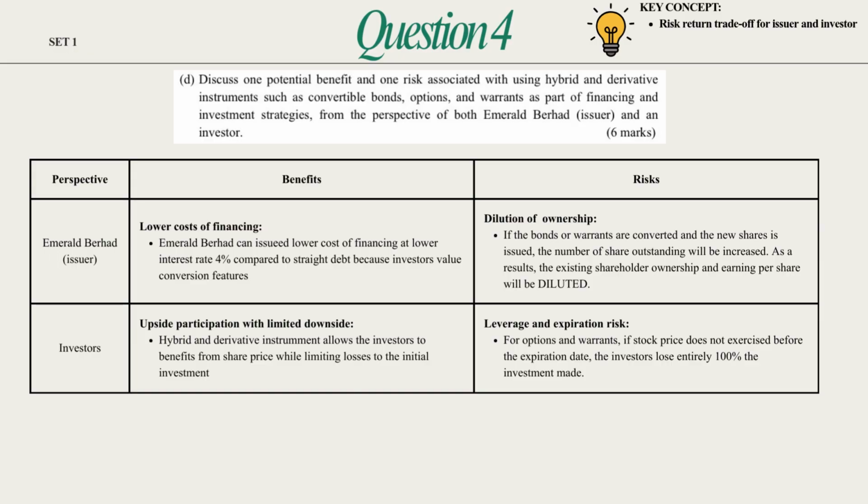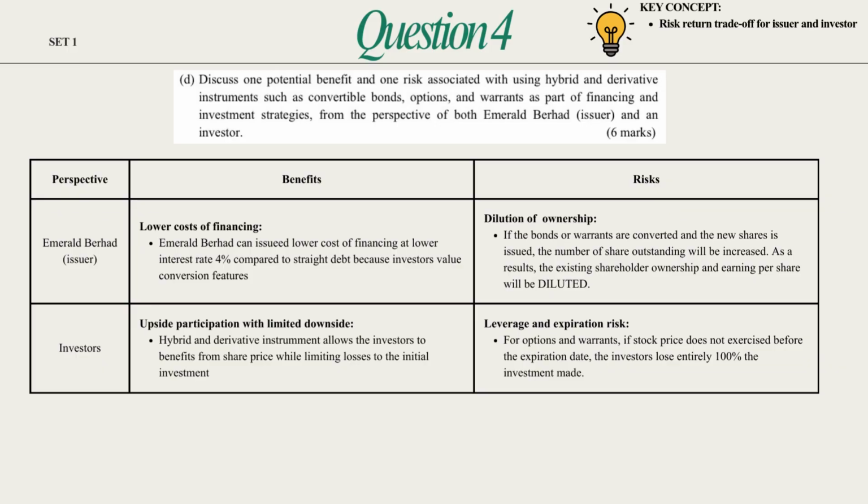As an issuer, the benefit that Emerald Berhad will get is lower cost of financing. Emerald Berhad can raise financing at a lower interest rate, which is 4% compared to straight debt, because investors value the conversion feature. The risk that they will face is dilution of ownership. If the bonds or warrants are converted and new shares are issued, the number of shares outstanding will increase. As a result, the existing shareholders' ownership and the earnings per share will be diluted.